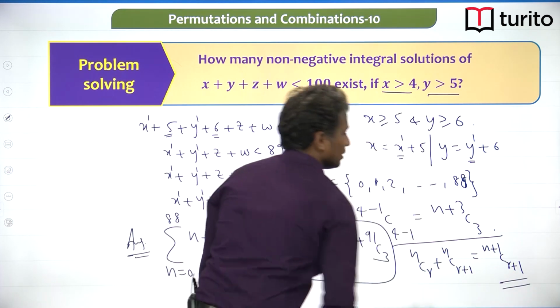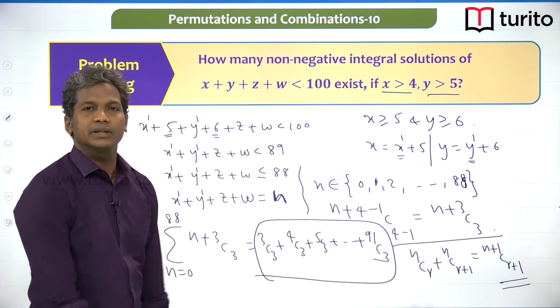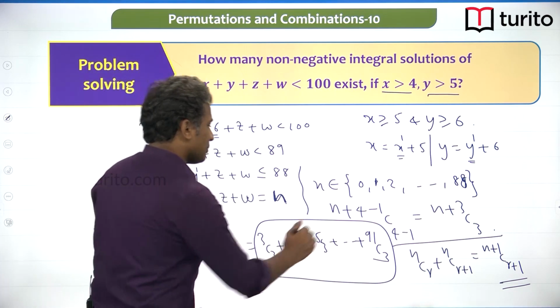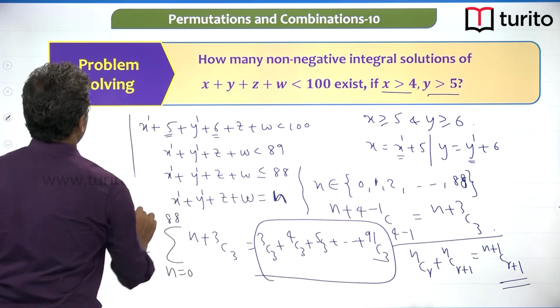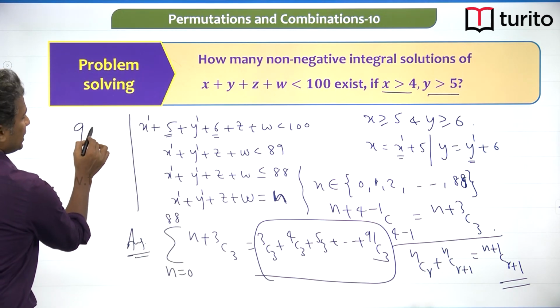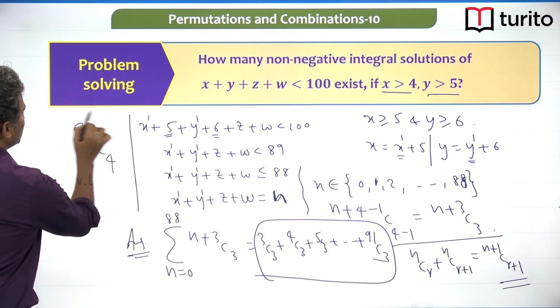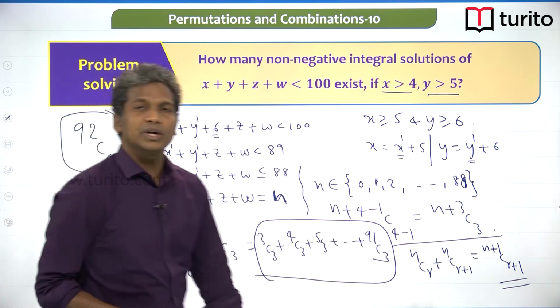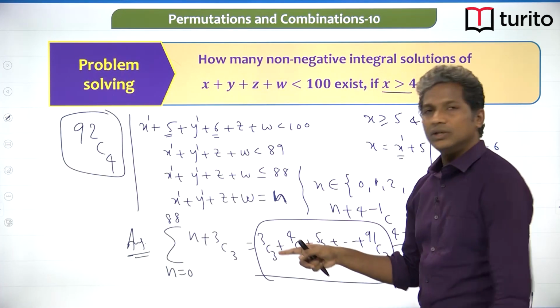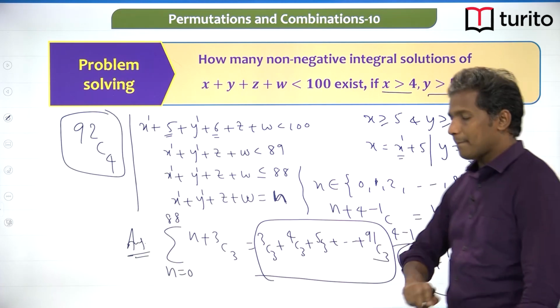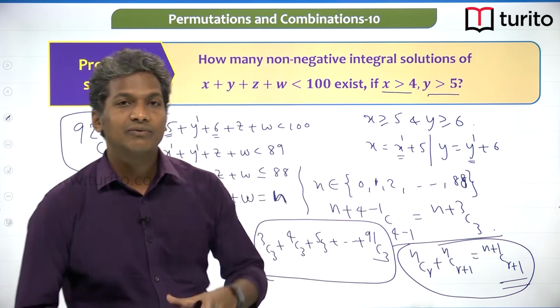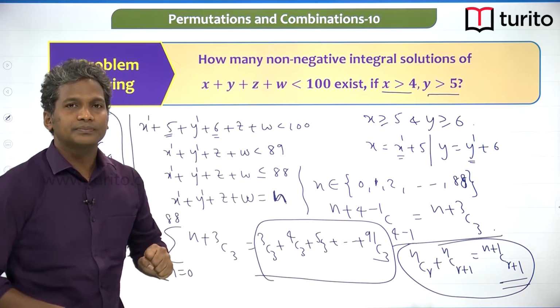If you use this idea, you are going to get the summation here, and when we simplify this, it must be equal to, I will write the answer here, 92C4. You can try finding the summation of this using binomial series and especially using this property. But then I have a better idea to solve this problem.